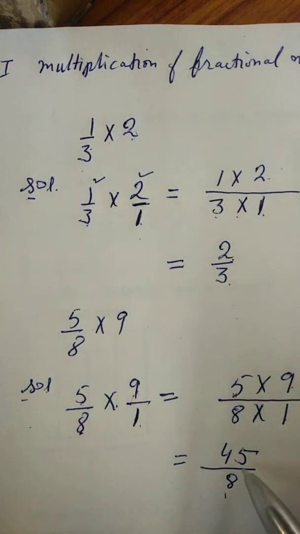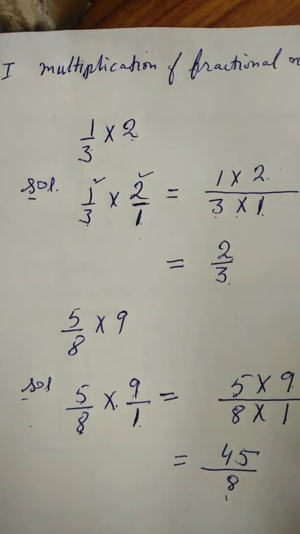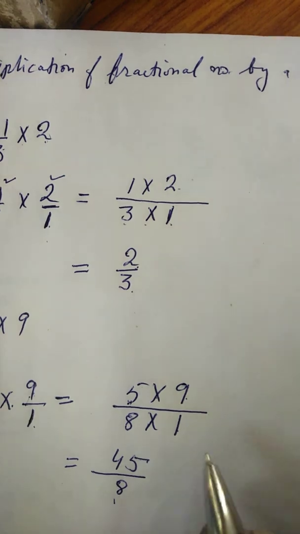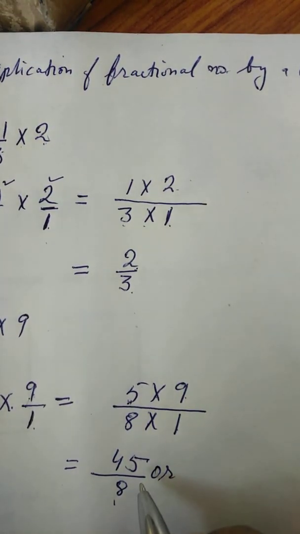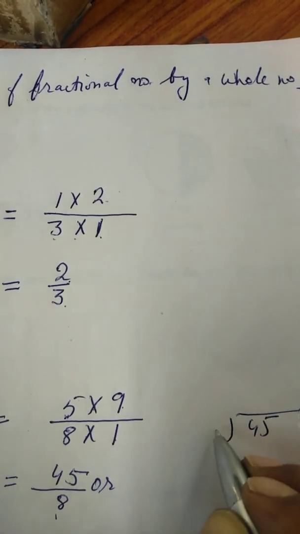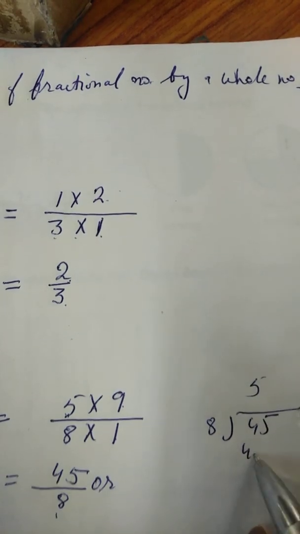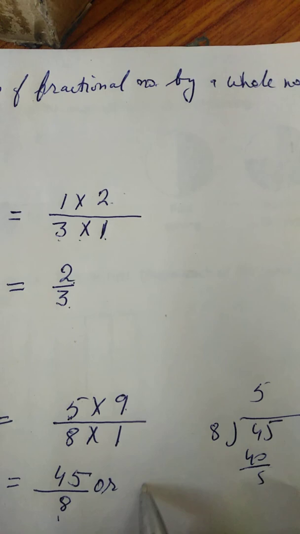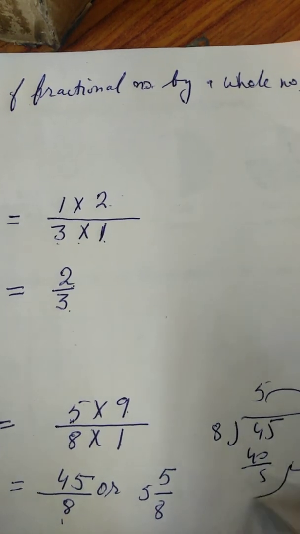Now, students, it is an improper fraction, right? If there is any improper fraction, then you can change it into a mixed number. How can you change it? You know how an improper fraction can be changed. 8 fives are 40, so 5 is the remainder. So your answer is 5 whole 5 upon 8, right?